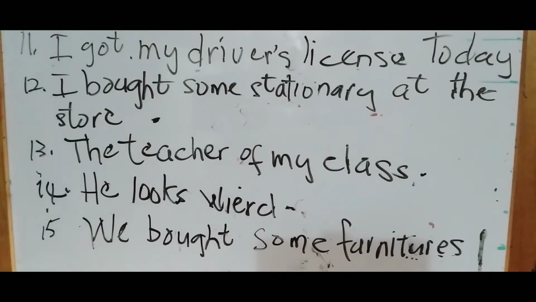Here we go. Number 11. It reads like this: I got my driver's license today. Now the word license can be spelled with an s as it is here, and it can be spelled with a c. One is a noun, and the other is a verb. But based on the context that the word is used in here, let's see how it goes.